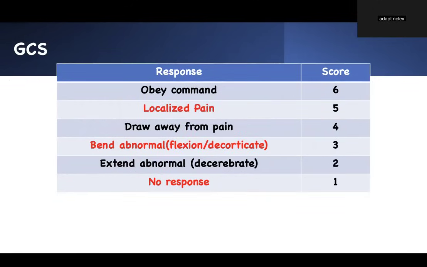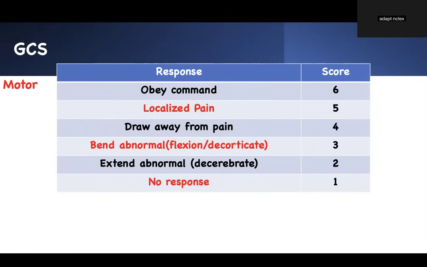And the last one is the motor function. That is the most important one. You get 6 total. If you obey a command, you do everything I tell you, you get 6. If you localize to pain, that means I pinch you and you look at the area the pain is coming from, that means localization.